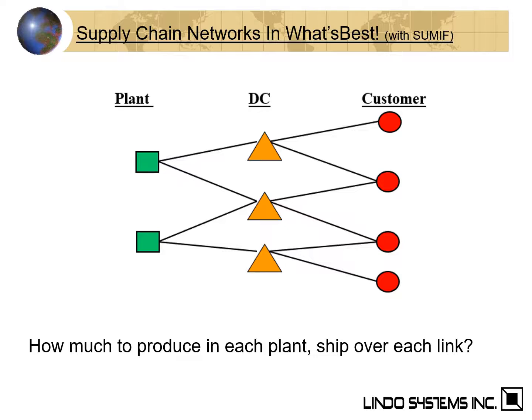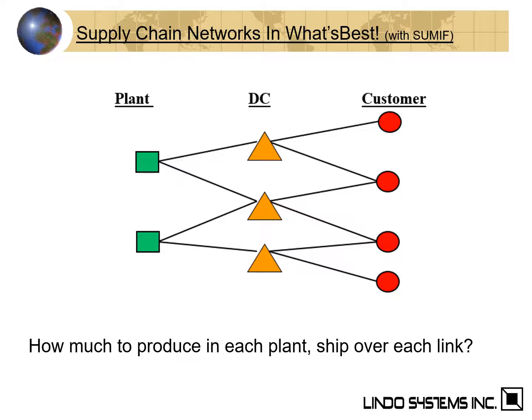Let's suppose you have a 3-level supply chain, standard, and illustrate how you might do this in Excel, What'sBest in particular. And it's easy to do because What'sBest gives good support for the SUMIF function. So how would you represent this in an Excel spreadsheet? I can think of about 3 different ways of doing it. Perhaps the most obvious way would be for this little example.